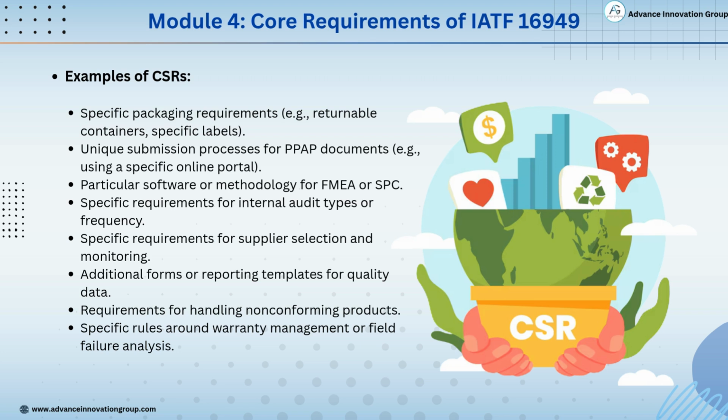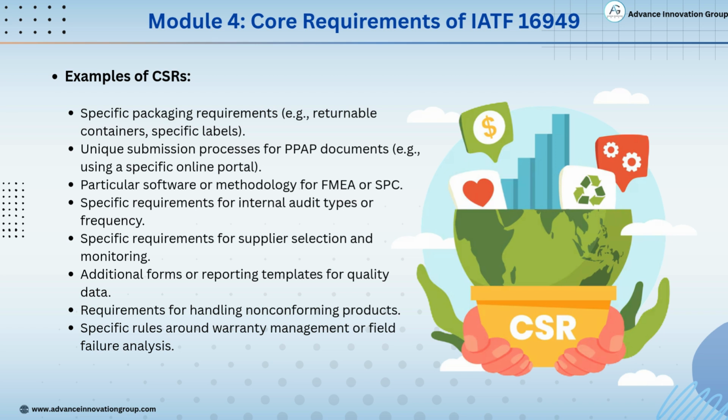Preferred software or tools such as mandatory use of a certain FMEA or SPC methodology, internal audit guidelines specifying how often audits should be done or what areas to focus on, supplier management expectations detailing how to select and monitor suppliers, special templates for reporting quality metrics, rules for handling non-conforming products, including approval processes, warranty or field failure policies, covering how to manage warranty claims or perform root cause analysis. These examples show how detailed and customized CSRs can be, and why it's important to identify and comply with each customer's specific needs.